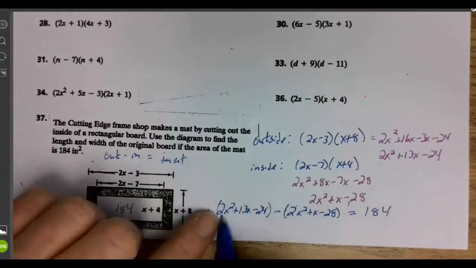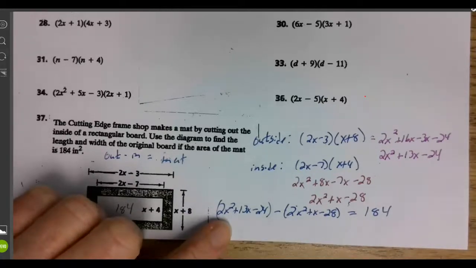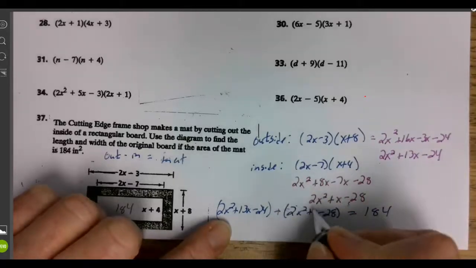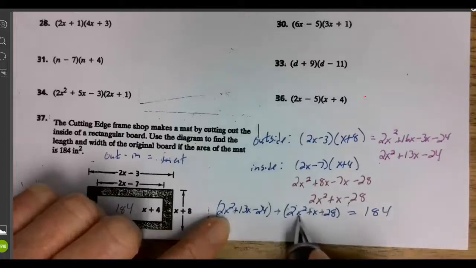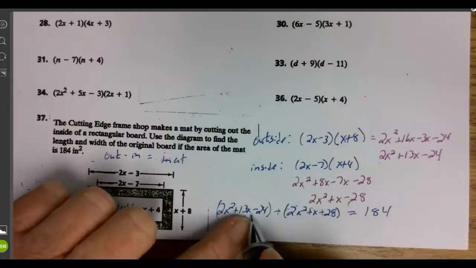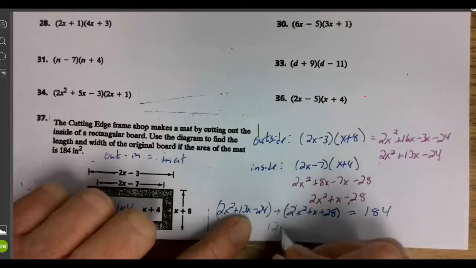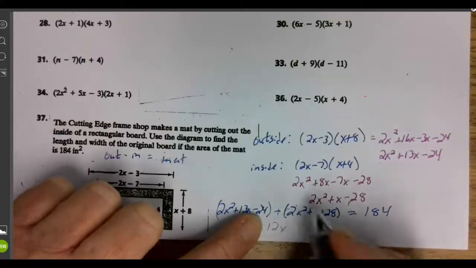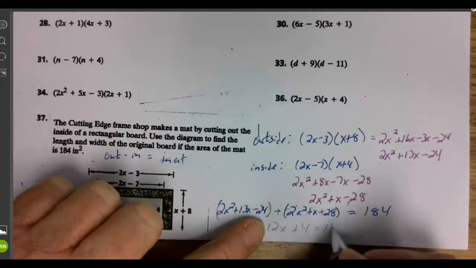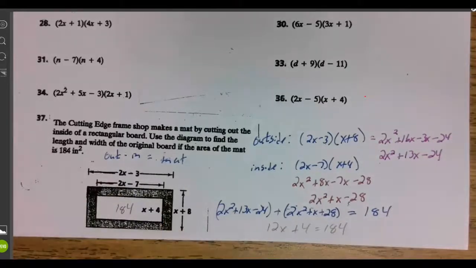Okay? So be very careful. Personally, I would go through and change my signs here. I'm going to change all these to their opposites. So I have 2x squared plus negative 2x squared. Yay. 13x plus negative x, that's 12x. Negative 24 and a positive 28 is plus 4. Okay? That's our equation we're going to solve.